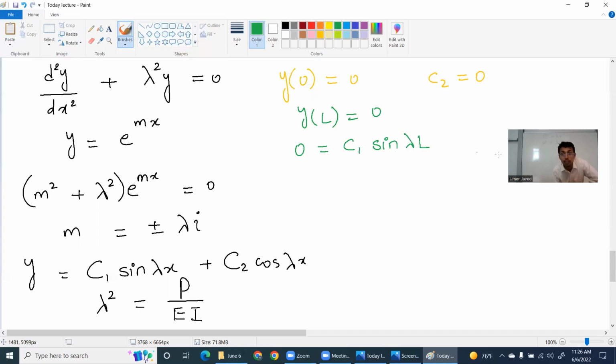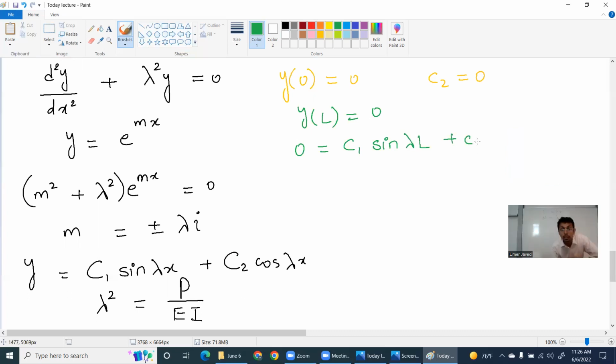Please bear with me. I understand the derivations can become lengthy. And C2 cosine of lambda L. Sorry, my mistake. So now I have got C2 is 0. So I will get 0 is equal to C1 sine lambda L. So C1 is not equal to 0. If I put C1 as 0, I will get a trivial solution.